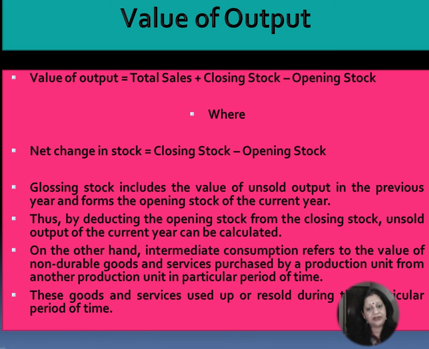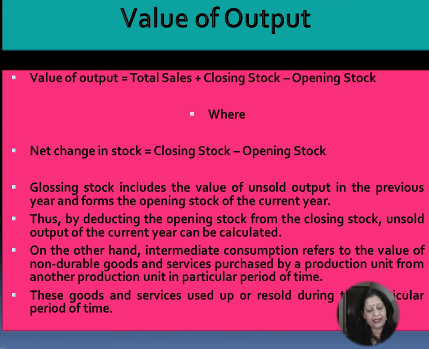Closing stock includes the value of unsold output in the previous year and forms the opening stock of the current year. When we talk about closing stock, we are talking about the previous year's closing stock, and when we talk about opening stock, that means we are talking about the opening stock of a current year. So, by deducting the opening stock from the closing stock, unsold output of the current year can be calculated.